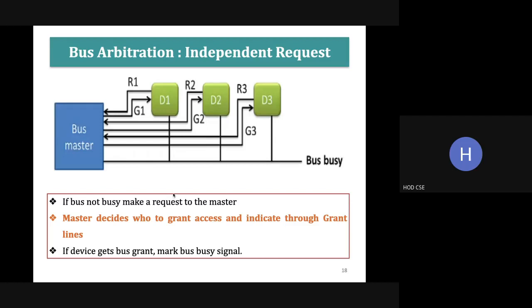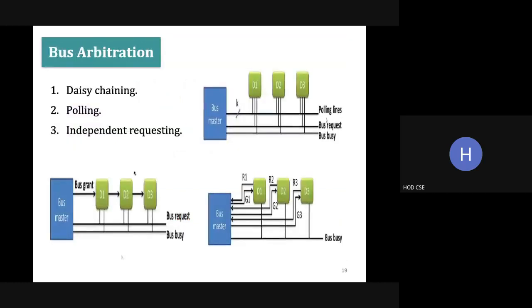So here the steps are the same steps that will be followed in the remaining two. If the bus is not busy, we make a request to the master and the master decides who to grant the access and indicates through the grant lines. Then if a device gets the bus grant signal, it will mark the bus busy signal. So these are the 3 bus arbitration methods we use to access the bus for effective data transfer. Okay. So let's see here, there are the daisy chaining method, polling method and independent request.